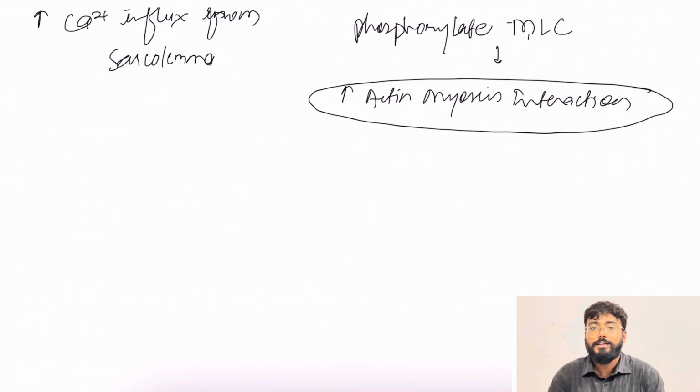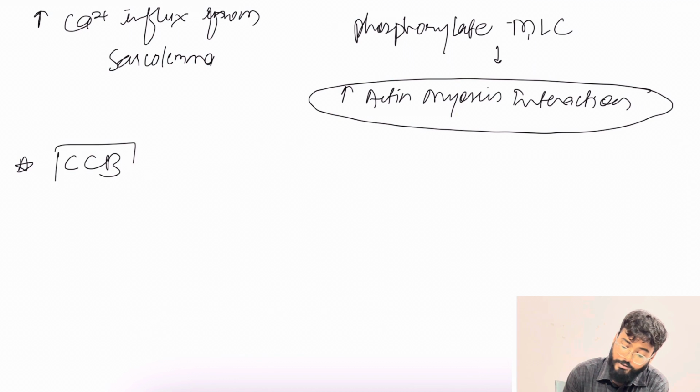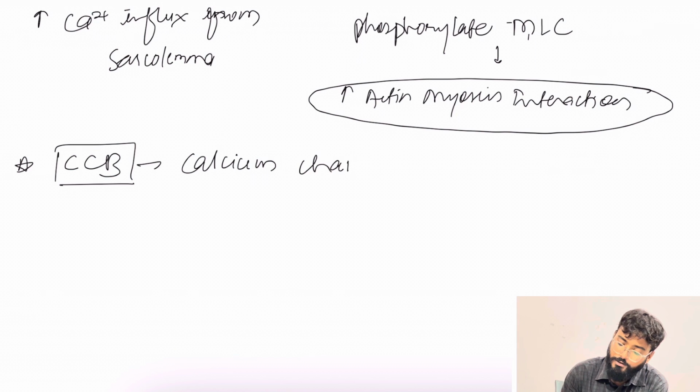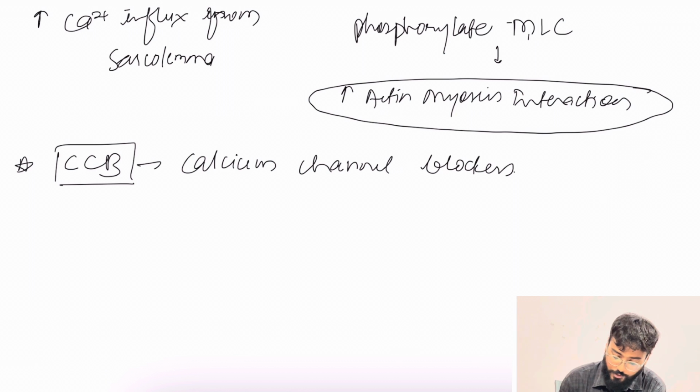Now, what if there are certain conditions where we need to decrease the contractility and heart rate? So if we have to decrease the contractility of heart and also the heart rate, we need certain drugs or agents that are called calcium channel blockers. These are calcium channel blockers. So what examples can you remember of calcium channel blockers? We will see.